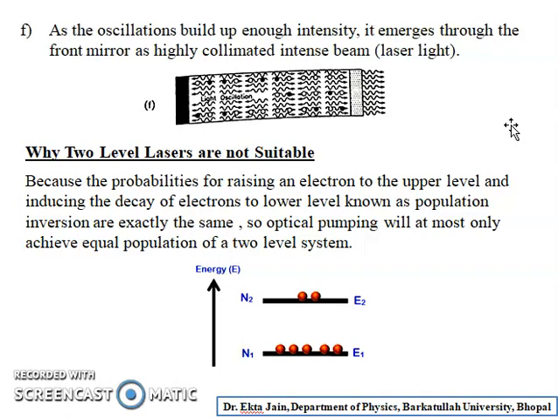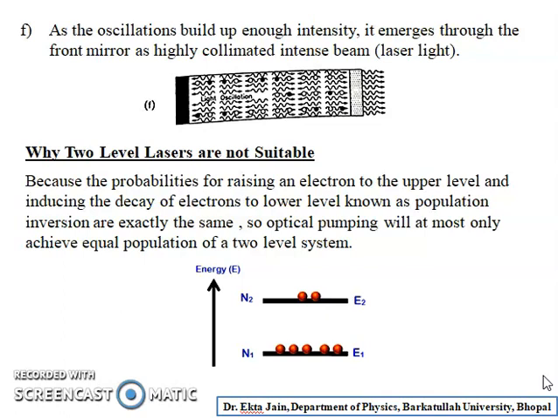Now, moving towards the next topic, as we know that in our syllabus there are 2 level, 3 level and 4 level lasers. We will see them one by one. First of all, I must let you know why 2 level lasers are not suitable. As we can see in this picture, 2 level means there are only 2 energy states, the ground energy state and the excited state. The ground energy state is named E1, with number of atoms N1, and the excited state is named E2, with number of atoms N2.